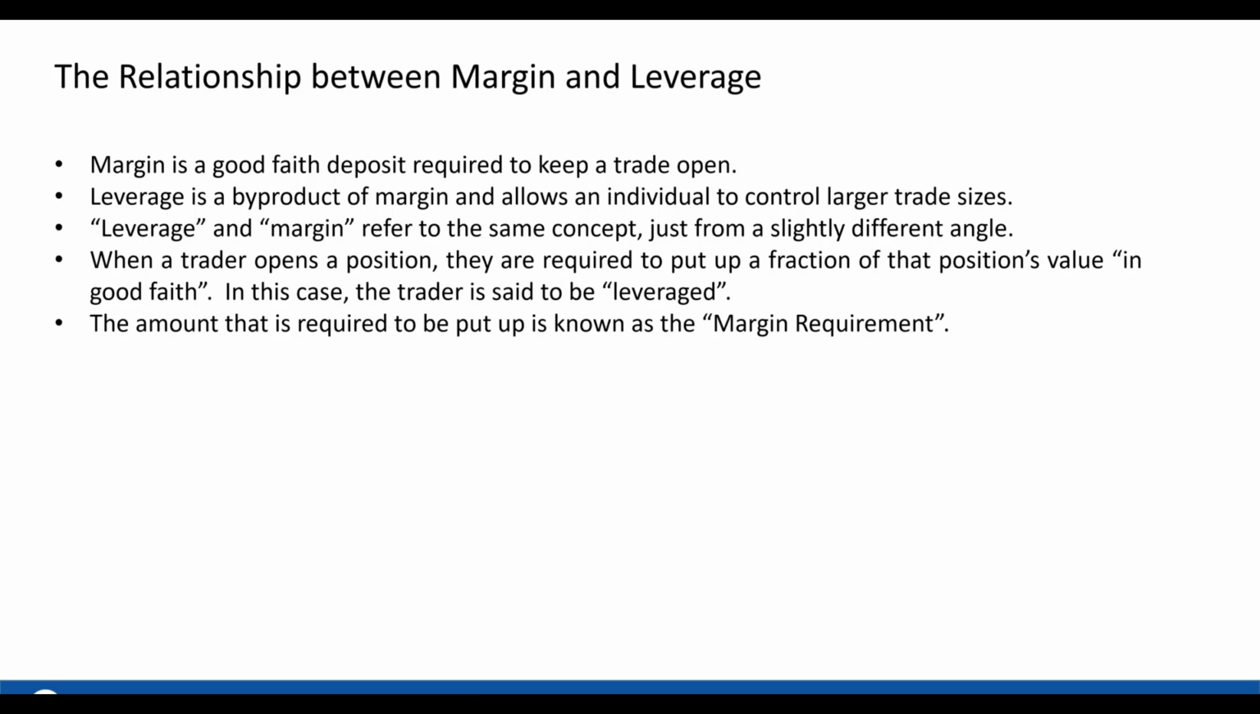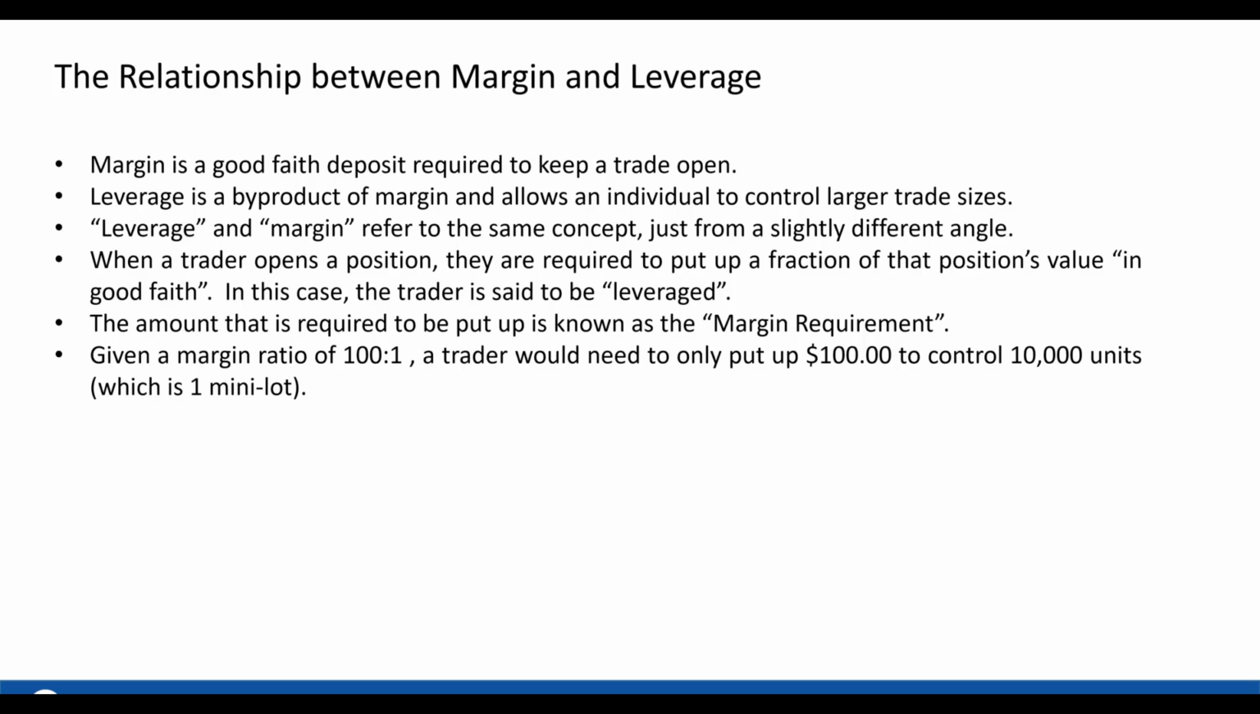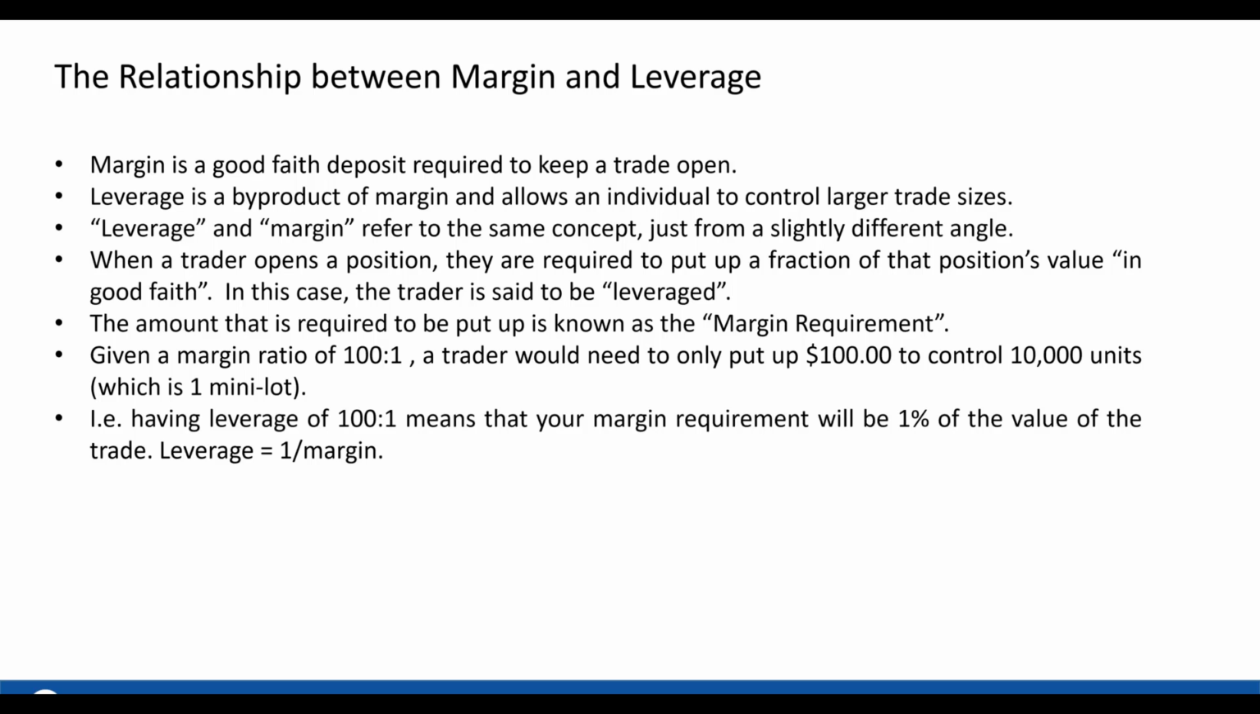The amount that is required to be put up is known as the margin requirement. Now, given a margin ratio of 100 to 1, a trader would need to only put up $100 to control 10,000 units, which is 1 micro lot. Therefore, having a leverage of 100 to 1 means that your margin requirement is 1% of the value of the trade.